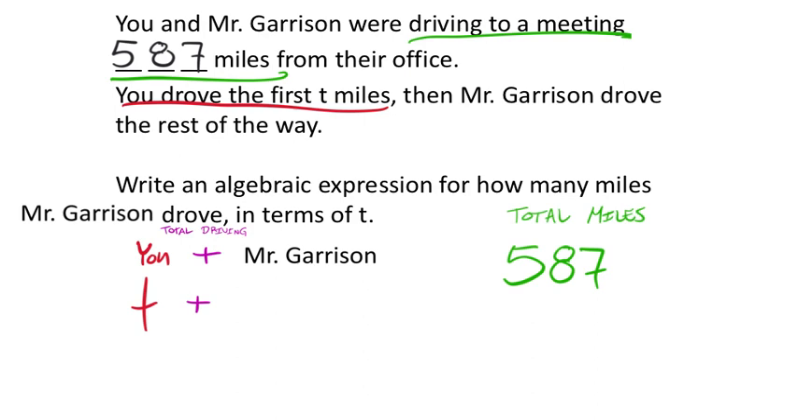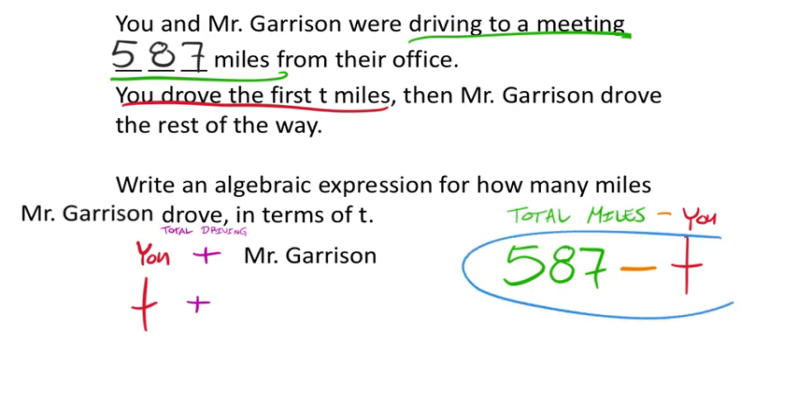Garrison drive of that 587? Well, we don't know how many miles Mr. Garrison drove, but we know if we were to take your mileage and take it away from the 587, so you are going to drive T miles, trying to make that the same color, like this. So total miles minus how many miles you drove. This would tell us how many miles Mr. Garrison drove, which means that, again, the wording of this was kind of jacked up, but we changed it to make it, I don't know, maybe a little bit more applicable.